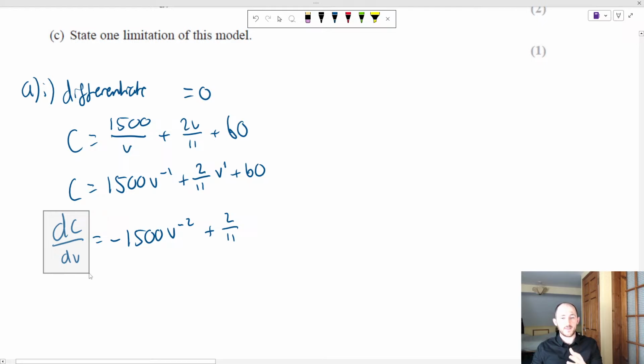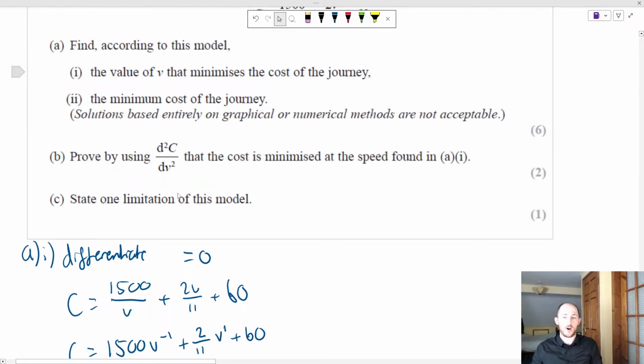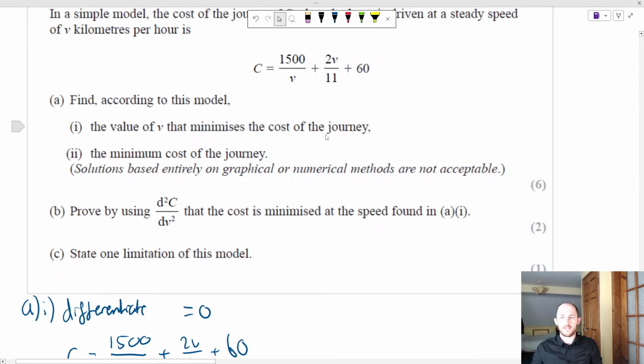If you have a constant, well, think about it. What this is saying is, how much does the cost change per unit v, per unit speed? Well, it's not changing. So that's 0. It goes away. There's no change. Therefore, that is our, well, it's not our answer yet, but it says find the value of v.